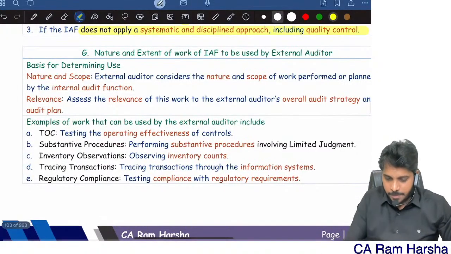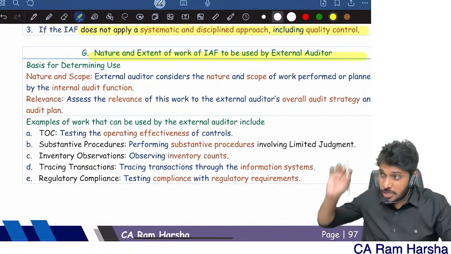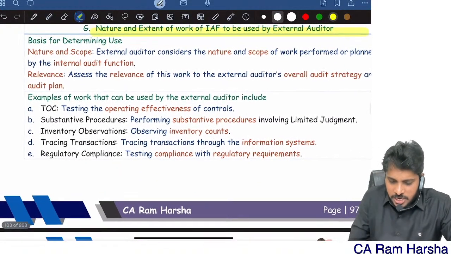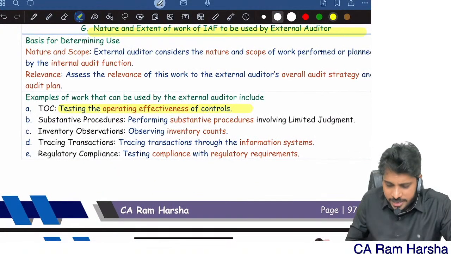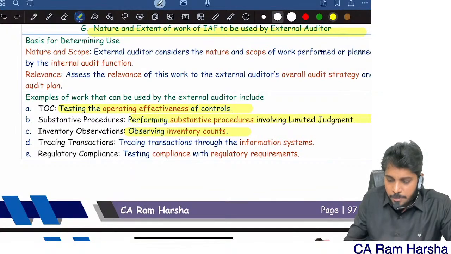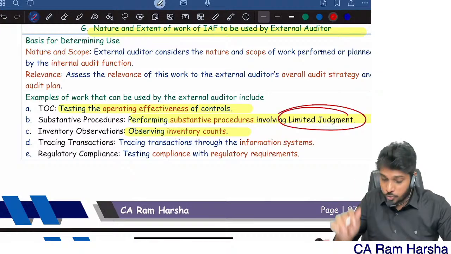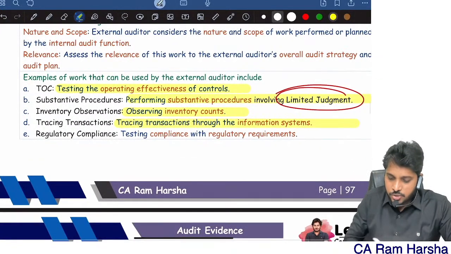Okay, next, nature and extent of work. So for type 1 work, if I decided to use it, to what extent I can use it, what nature of work I will use. Generally we use internal audit work for testing operating effectiveness, inventory counting, performing substantive procedures involving limited judgment. If there is high judgment, we don't use their work. Also tracing transactions through the information system, testing compliance with regulatory requirements.